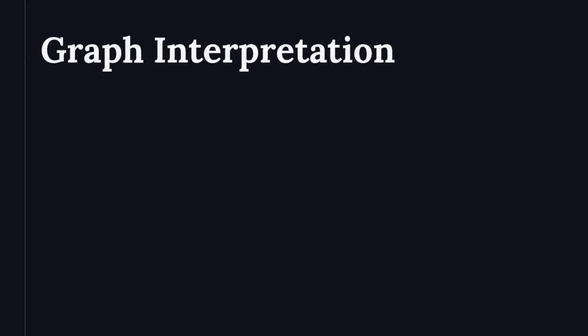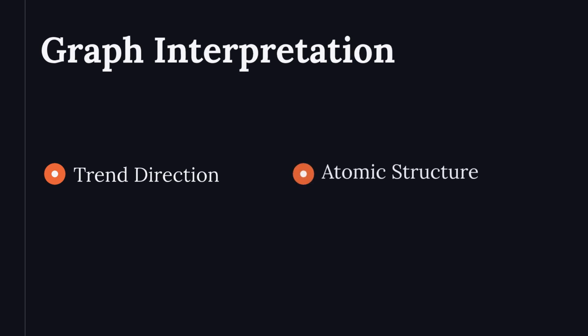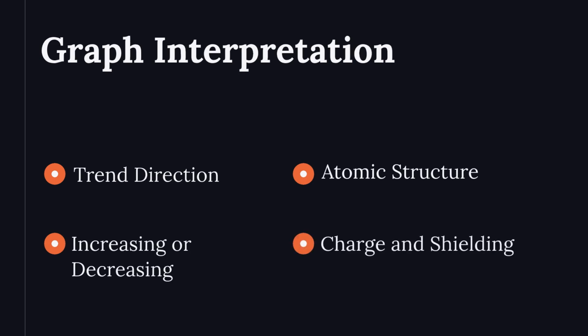Graph interpretation involves trend direction and atomic structure. Trends can be increasing or decreasing. Changes occur across periods or down groups. Atomic structure, such as charge and shielding, explains trends. Graphs reveal predictable element patterns.